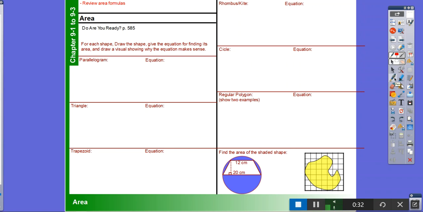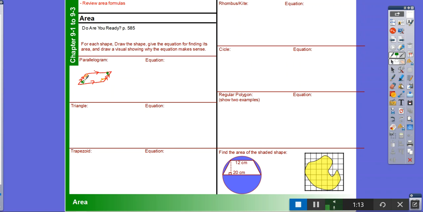A parallelogram is a quadrilateral where we have two pairs of parallel sides, so the opposite sides are parallel. And we also have two pairs of congruent angles. So this angle here is going to be congruent to this angle here, and this angle is congruent to this angle. So the opposite angles are congruent.